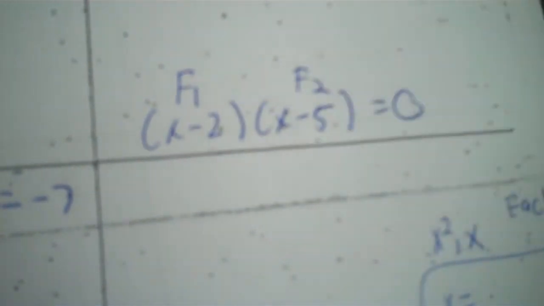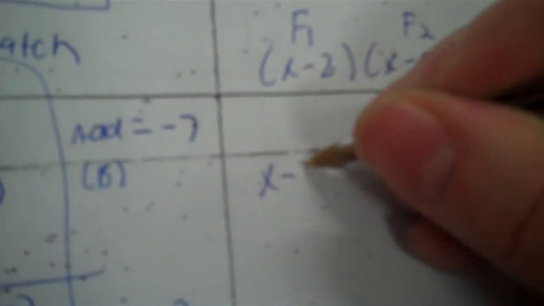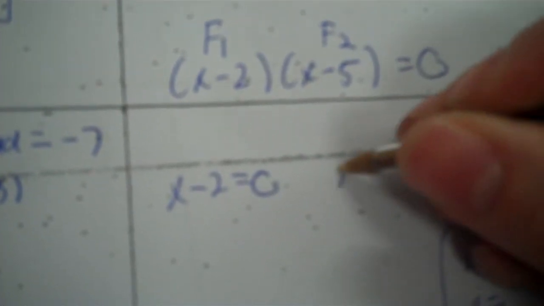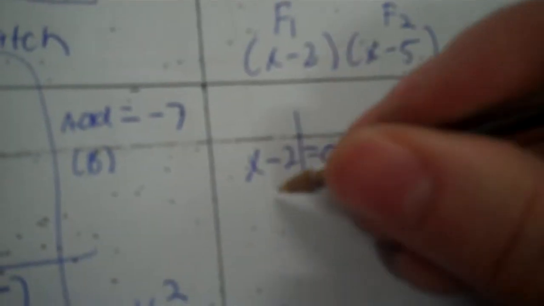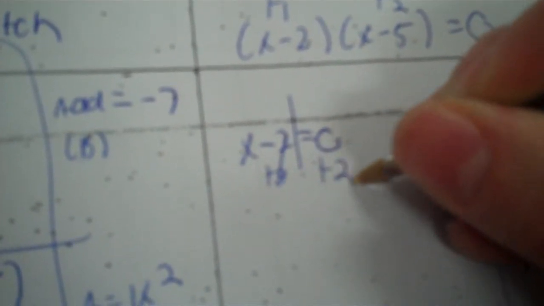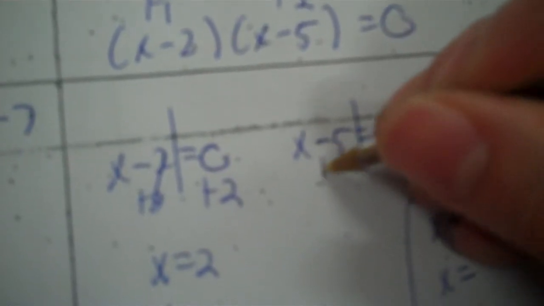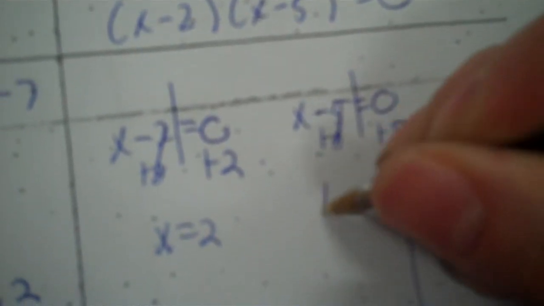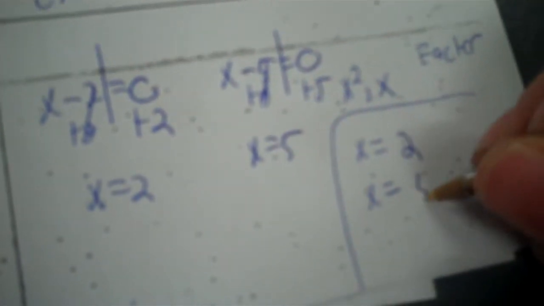F1, F2. So x minus 2 could equal 0, or x minus 5 could equal 0. And then I get the 2 answers with this property here. Plus 2 takes out the minus 2, and I get 2. Plus 5 takes out the minus 5, and that's 5. So 2 and 5 are my answers.